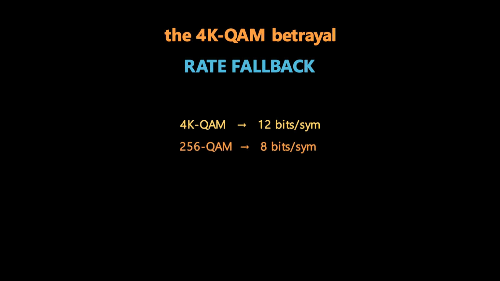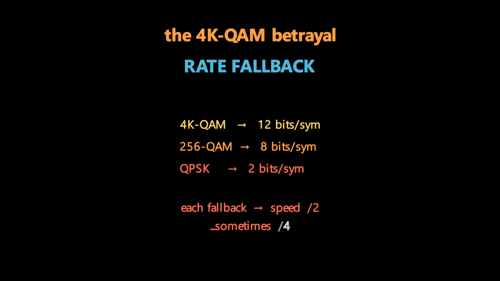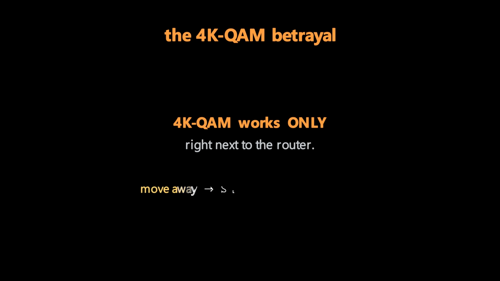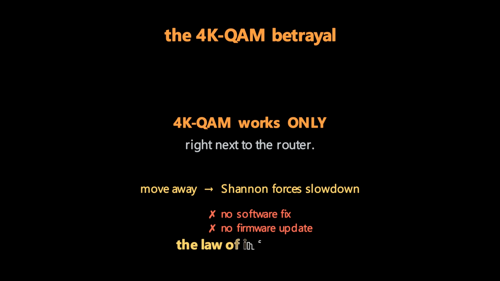Errors explode. So the router does what's called rate fallback, it drops down to a simpler modulation. Maybe 256 QAM or even QPSK. Each fallback chops your speed in half. Sometimes by 4x. This is why 4K QAM only works when you're sitting next to the router. The moment you move away, Shannon's law forces the system to slow down. There's no software fix. There's no firmware update. It's the law of information.